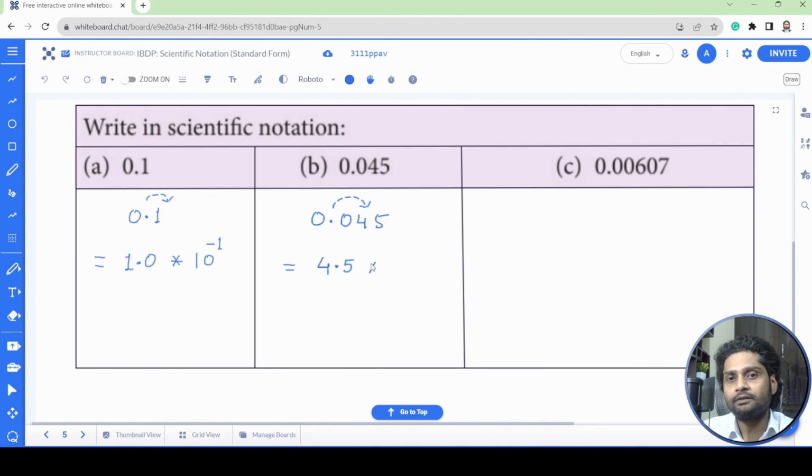And just because we shifted the decimal by 2 digits, we have to raise an exponent of 2, but make sure to apply a negative sign. Okay. One more example, students. It's 0.00607. To make the number between 1 and 10, we have to shift the decimal towards the right side by 3 digits. So this time we get 6.07 times 10 raised to the power of negative 3. This is because we shifted the decimal by 3 digits.